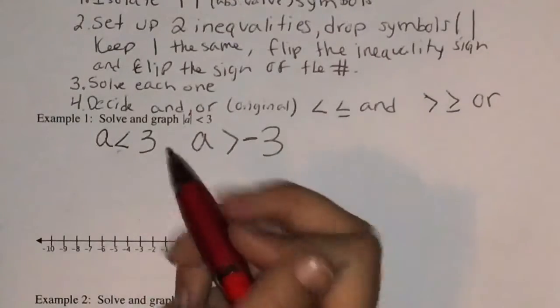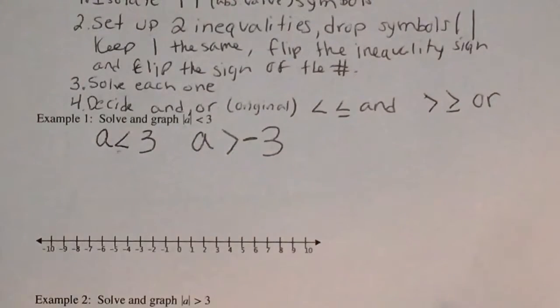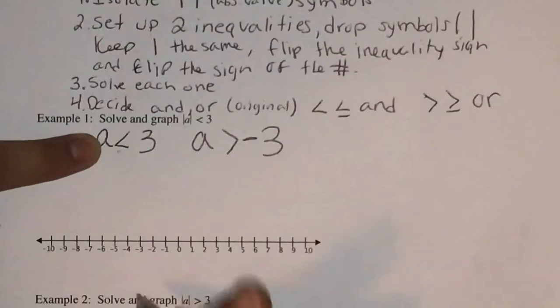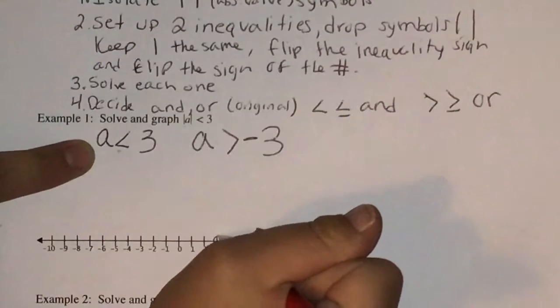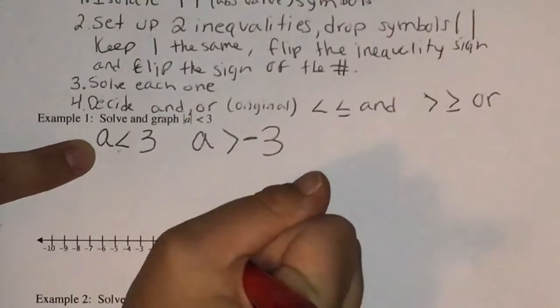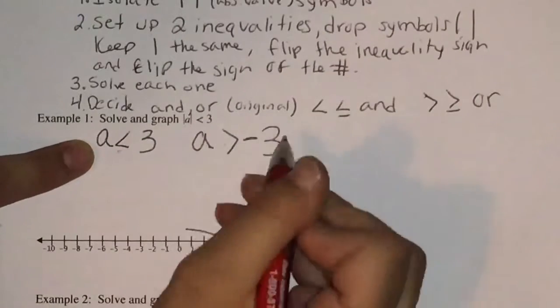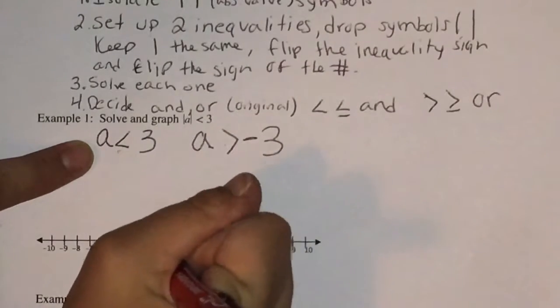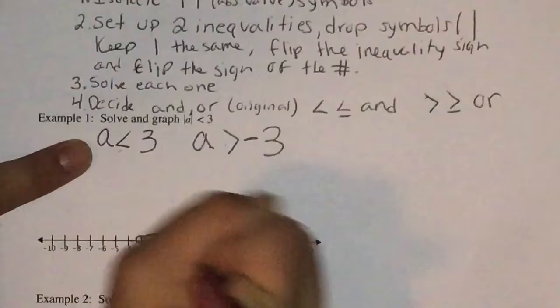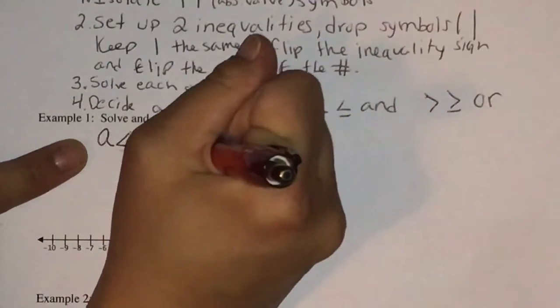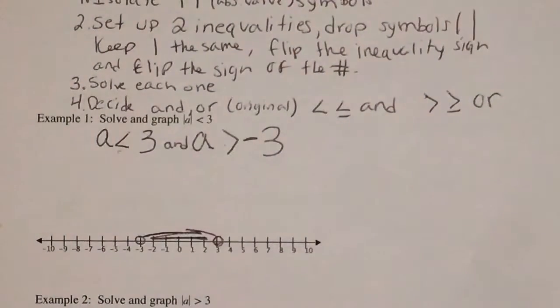And you can kind of do this by just looking at it, okay? It says A is less than 3, so I would go to 3, I would have an open circle at 3, and I'd be going this way. And then it says A is greater than -3, so I'd have an open circle, and it looks like they're going to meet in the middle. Therefore, this is going to be an and.